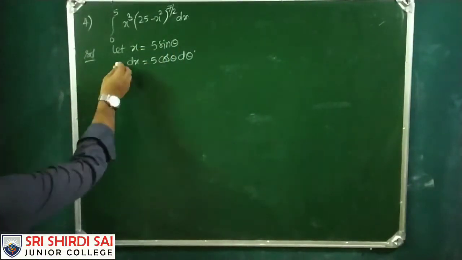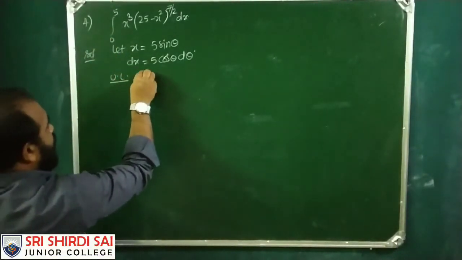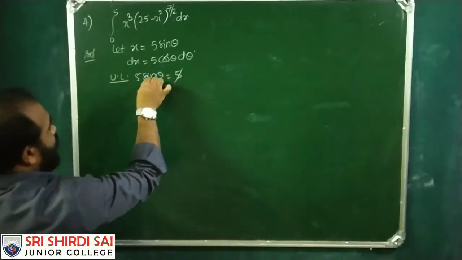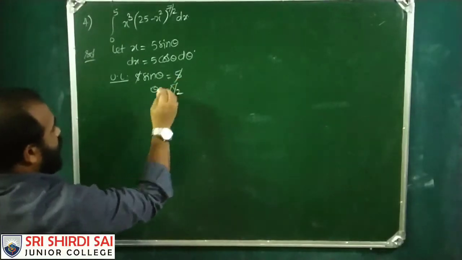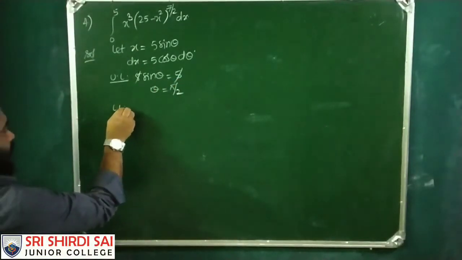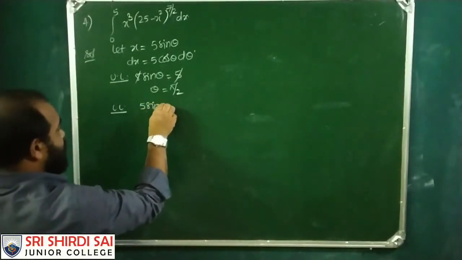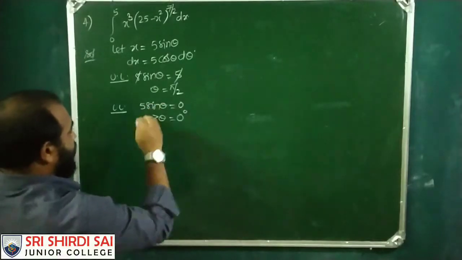Now change the limits also. Upper limit: 5 sin theta is equal to, x value is 5, so sin theta is 1, theta is equal to pi by 2. Lower limit: 5 sin theta is equal to 0, then theta is equal to 0 degrees.